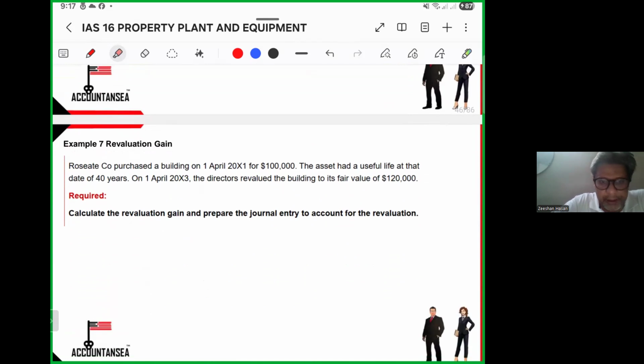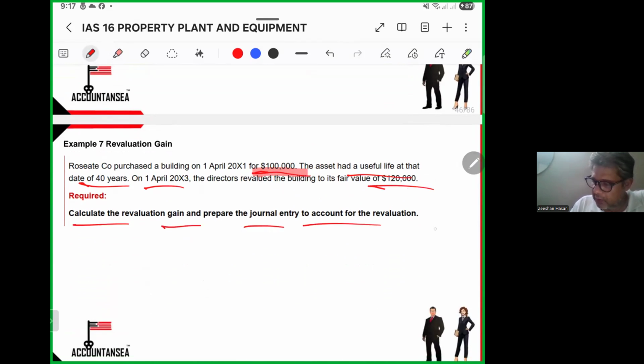Now, Rosette Company purchased a building on 1st April 20X1 for 100,000. The asset had a useful life of 40 years from that date. On 1st April 20X3, the directors revalued the building to its fair value of 120,000. Calculate the revaluation gain and prepare the journal entry to account for the revaluation. So far, so good.